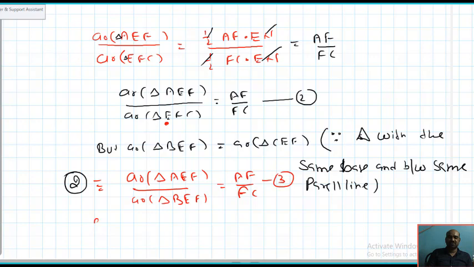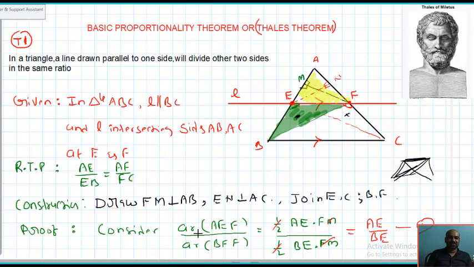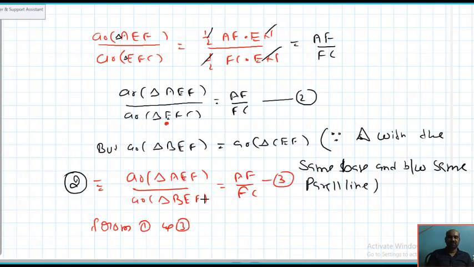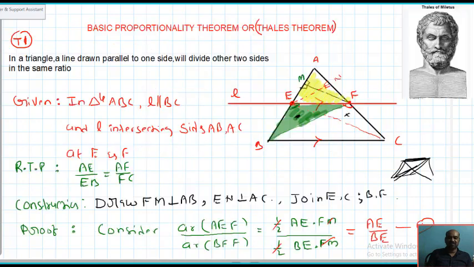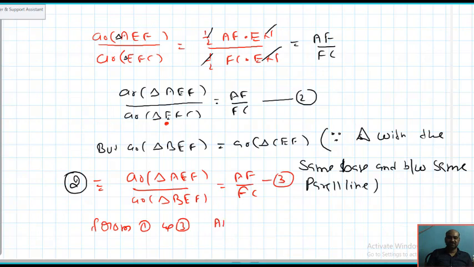Observe 1 and 3. 1 and 3 are the same, no? AEF by BEF, AEF by BEF, same. The LHS parts are equal, so automatically the RHS parts should be the same. So that's why I want to write: AE by BE equal to AF by FC. So hence proved. This requires an important result, and I can write hence proved.